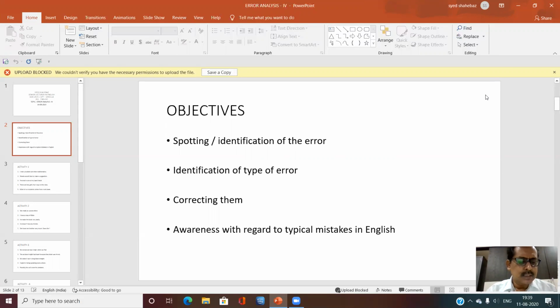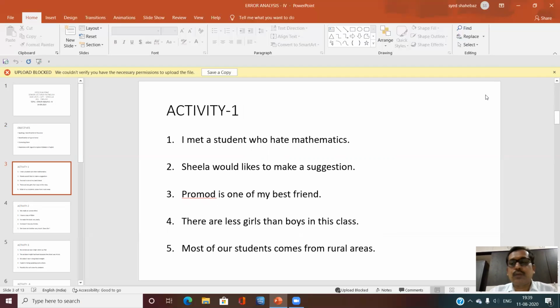Error correction requires a special skill, as it involves a number of factors. First, spotting, identification of the error. Second, identification of type of error. Third, correcting them. These exercises are to create awareness in students with regard to typical mistakes committed in English by foreign learners of the language. This is the introduction.